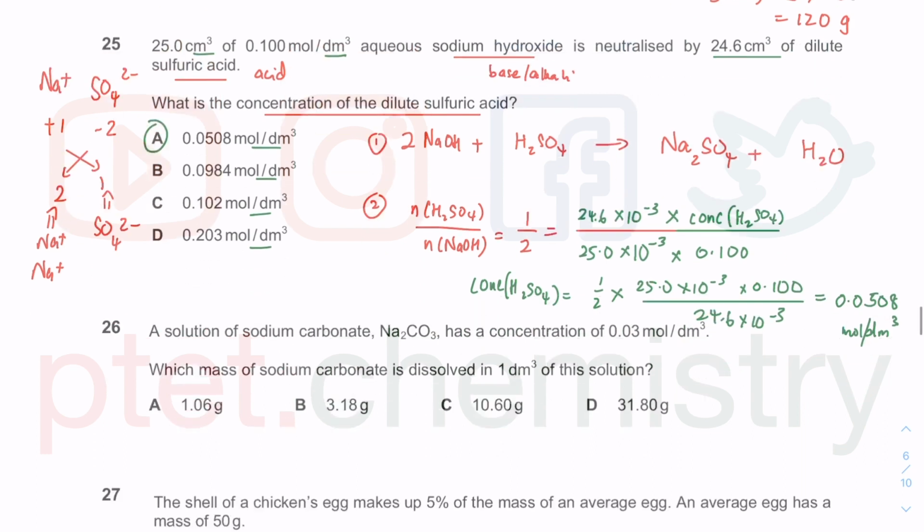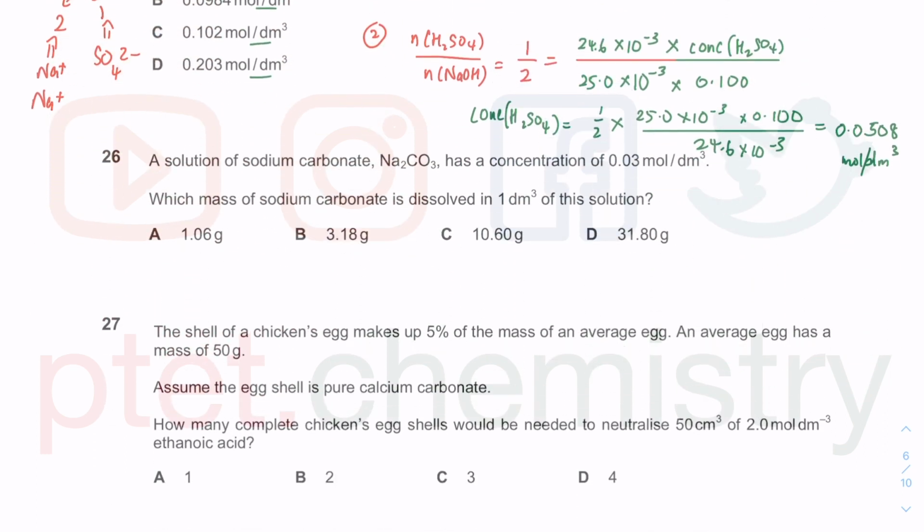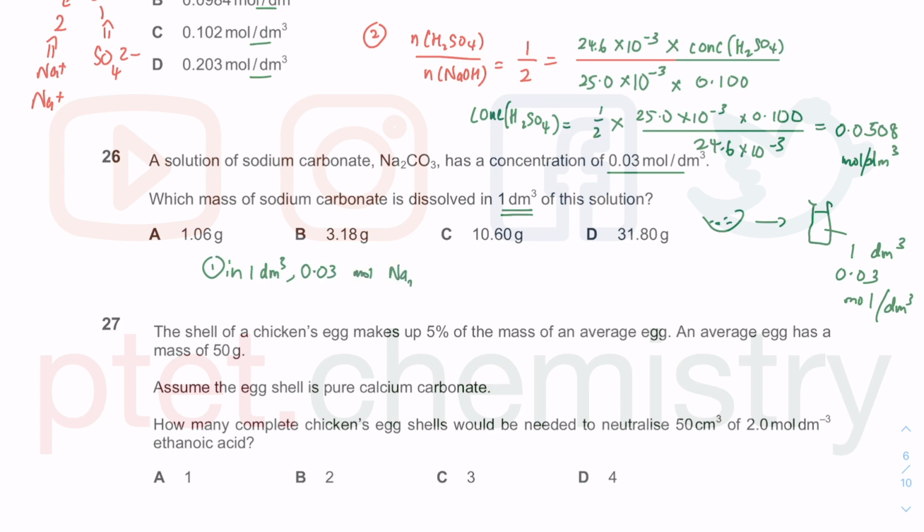That's option A there. Question 26. So this is asking us, if I have my concentration of 0.03 mole per dm cube, what is the mass? So you know, I started from the solid, and now I have 1 dm cube, and this is 0.03 mole in 1 dm cube. There's 0.03 mole in 1 dm cube. What is the mass dissolved in it? Well, if you look at it, in 1 dm cube, there is 0.03 mole of Na2CO3.